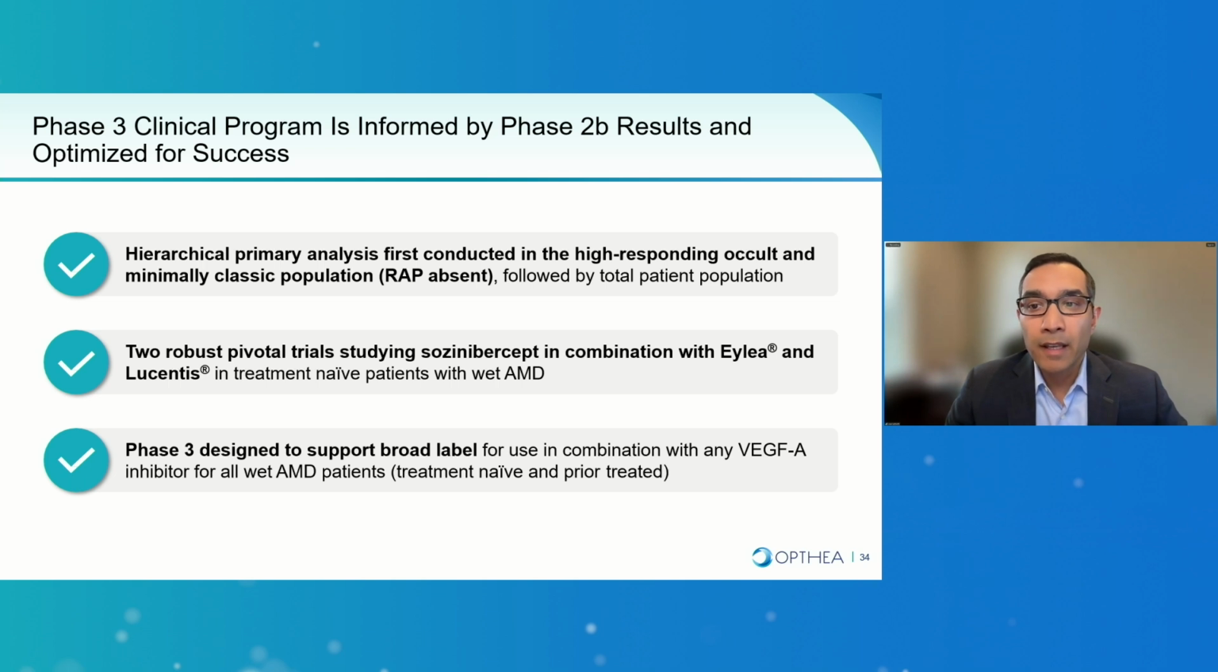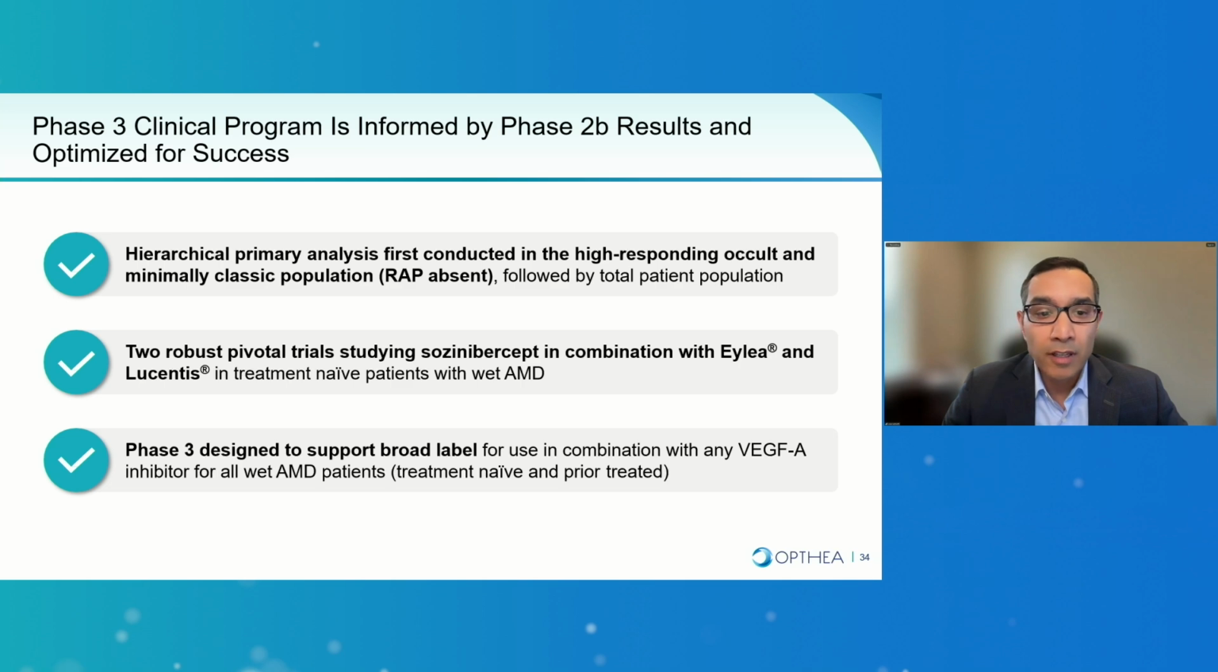We talked a little bit about the data and the breakdown in phase 2. And so again, using that to inform us on how we're going to optimize the phase 3 program, in terms of the actual primary endpoint, we're looking at hierarchical primary analysis being conducted first in the high-responding occult and minimally classic population, again, excluding RAP lesions, followed by the analysis of the total patient population. We will be looking at 2 robust pivotal trials studying Sozinibercept in combination with both Eylea as well as Lucentis, depending on the study we're talking about, in treatment-naive patients with wet AMD.